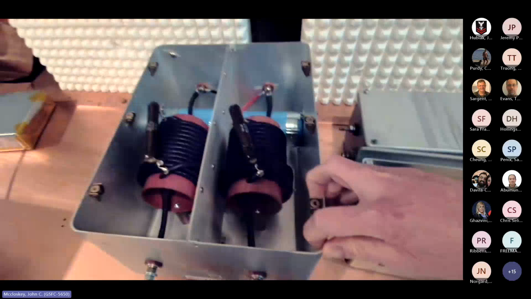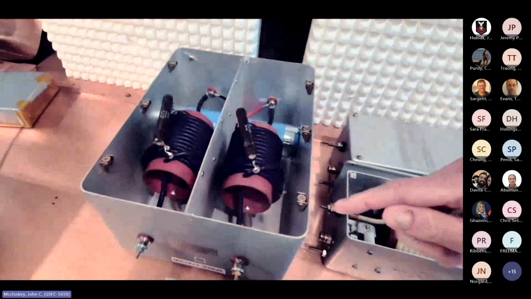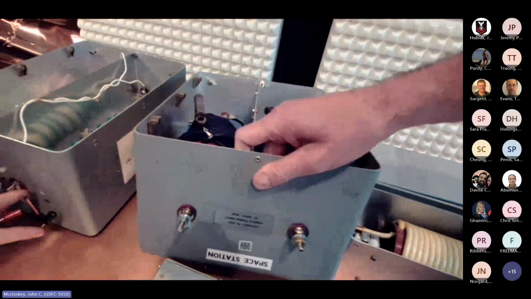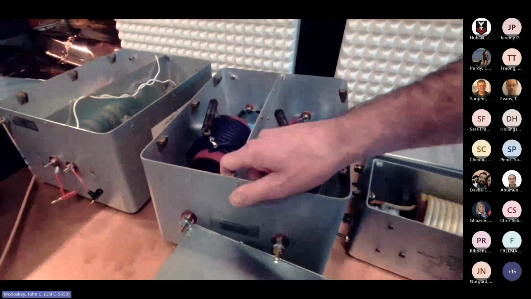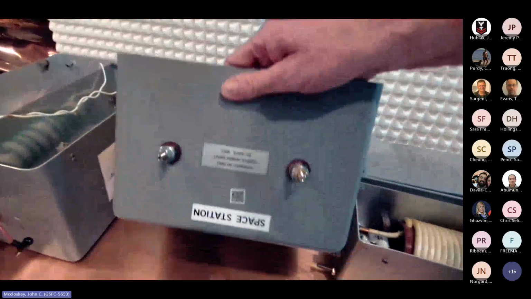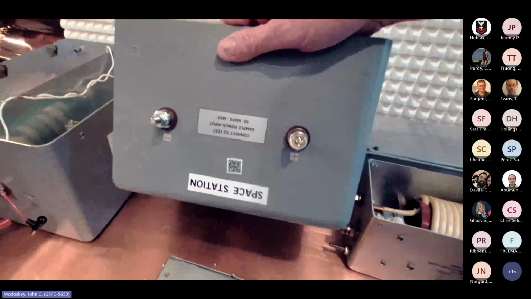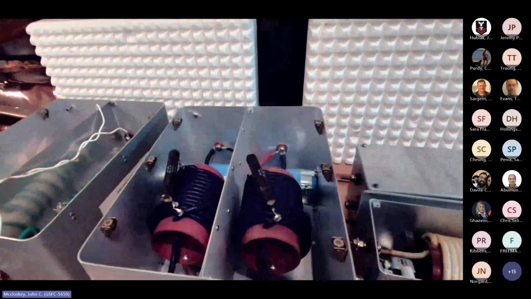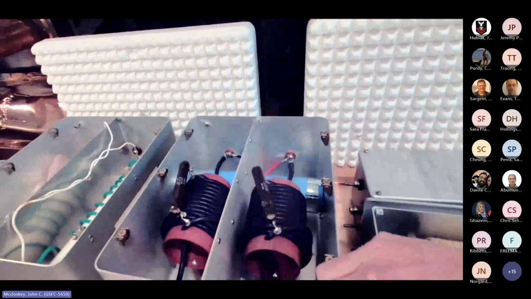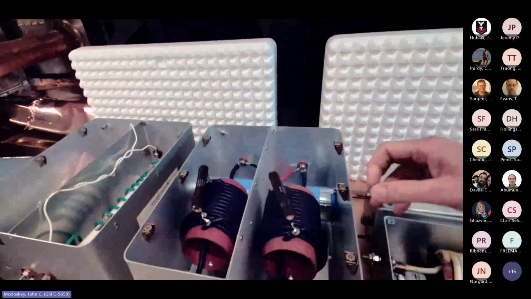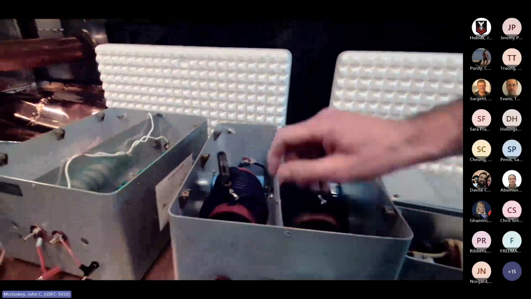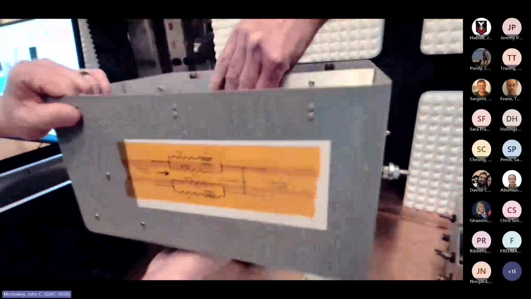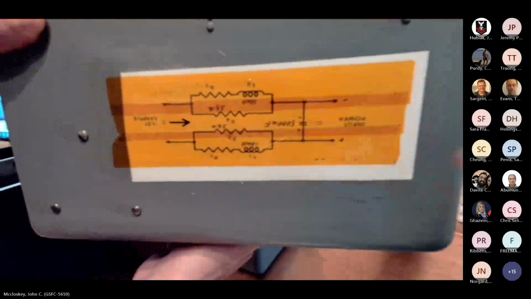This LISN, this is a line impedance simulation network. It's upside down here. Sorry about that, I should have told you I was doing that one last, but that's okay. This is a space station LISN. Space station has a couple of different LISNs, I believe, but this is one of them. There's a schematic on the side of this.